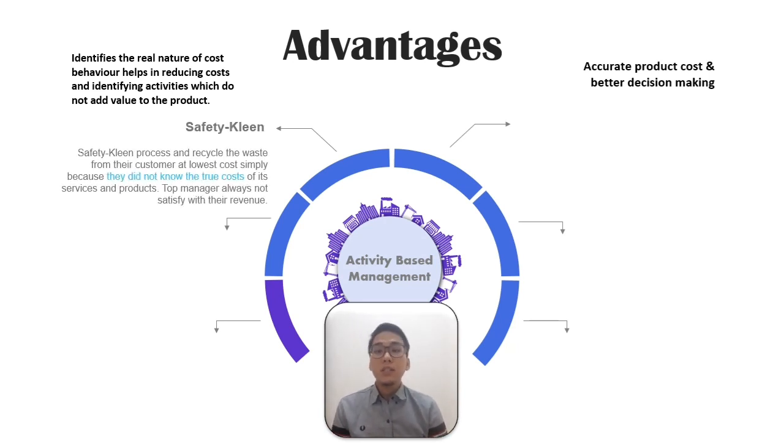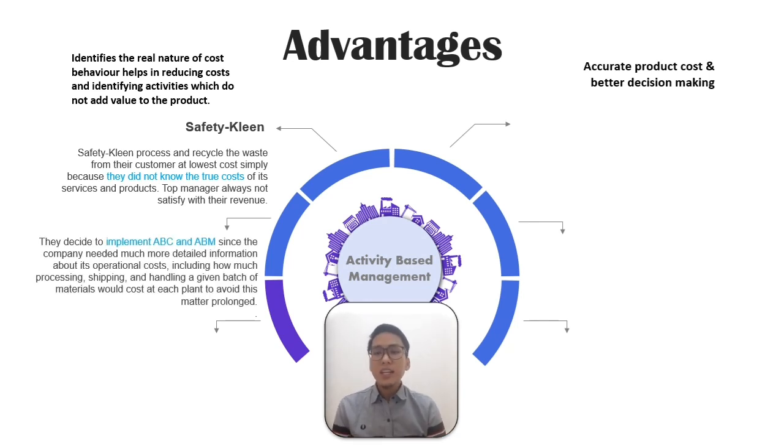Okay, for Safety-Kleen, first, Safety-Kleen processed and recycled the waste from their customers at the lowest cost, simply because they did not know the true cost of its services and products. Top managers were always not satisfied with their revenue. Basically, the top managers were not satisfied with their revenue because they always provided their customers with the lowest cost, because they didn't know the real cost of it.